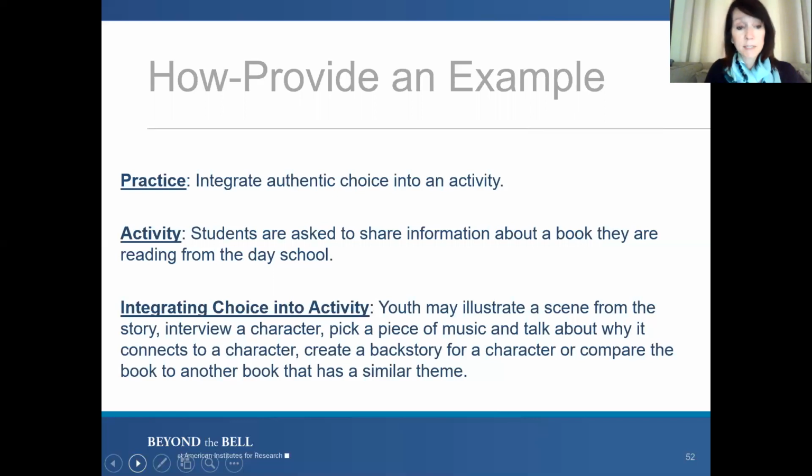Youth may illustrate a scene from the story, interview a character, pick a piece of music and talk about why it connects to a character, create a backstory for a character, or compare the book to another book that has a similar theme. So those are several choices that youth can choose from. So if I was working with you live, I would actually have you work through a couple of these activities.